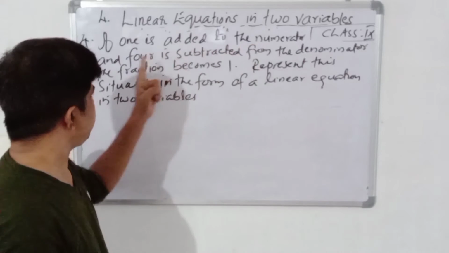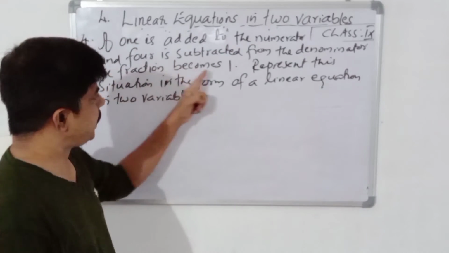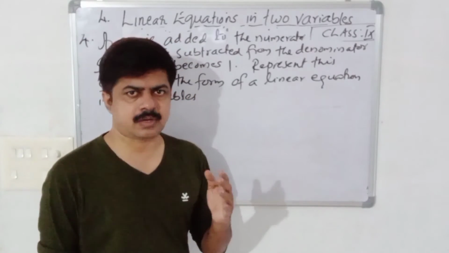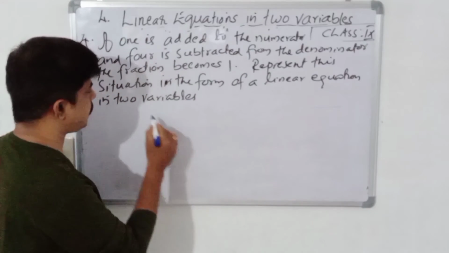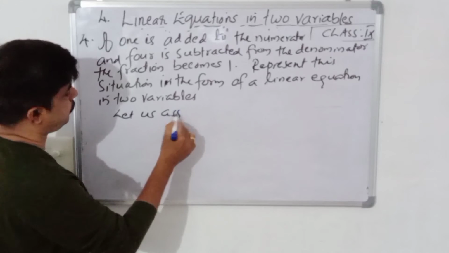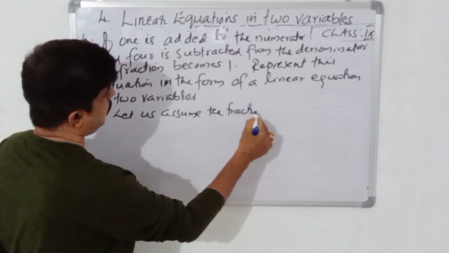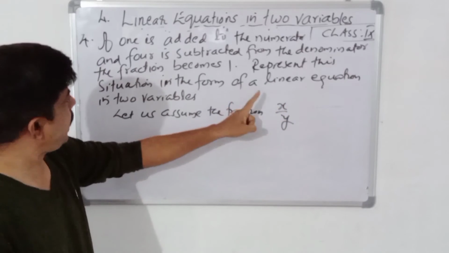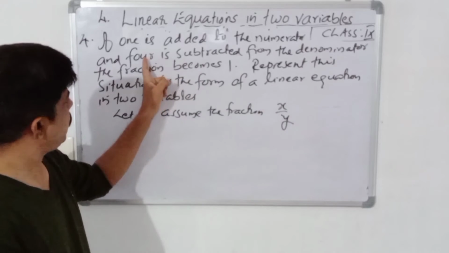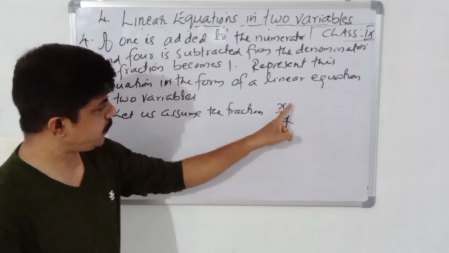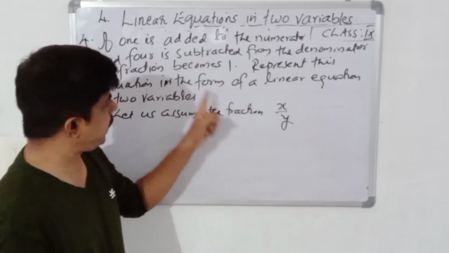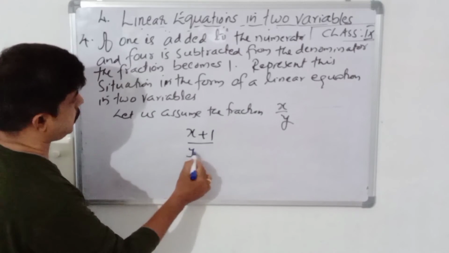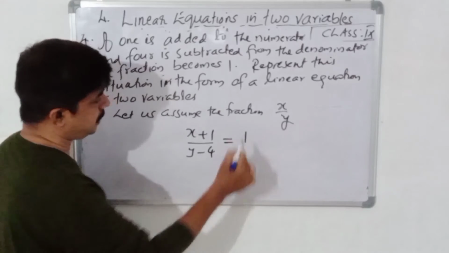If 1 is added to the numerator and 4 is subtracted from the denominator, the fraction becomes 1. Represent this situation in the form of a linear equation in two variables. We have an original fraction. Let us assume the fraction be x by y. Now we have to form a new fraction by adding 1 to the numerator and subtracting 4 from the denominator. That time we get a new fraction, and that fraction becomes 1.